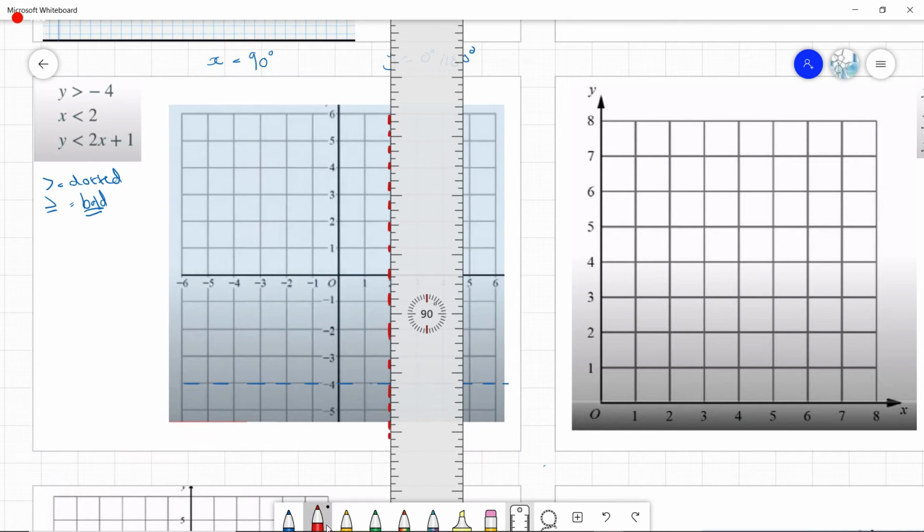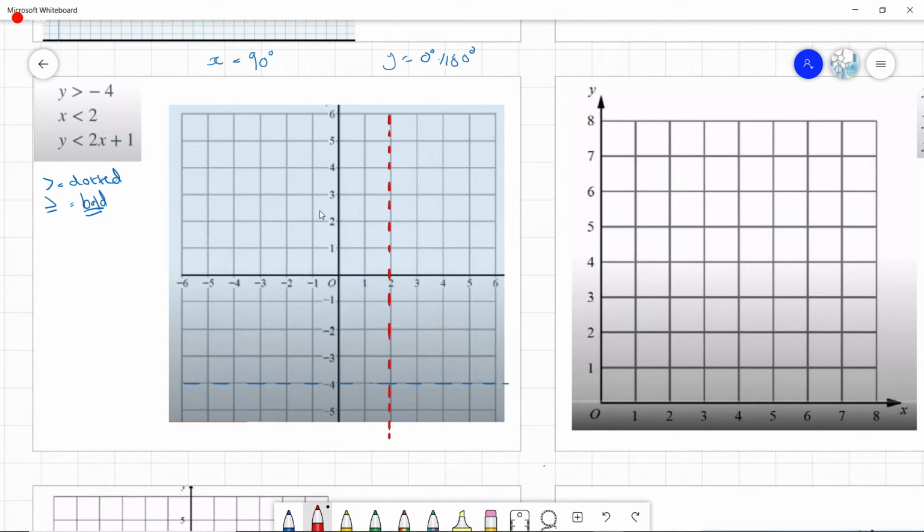Okay, so now we have to do the other one. It says that y is less than 2x plus 1. And what we do here is always plot the y-intercept. So the y-intercept would be (0, 1), and I got 1 from here. So (0, 1) would look like here.